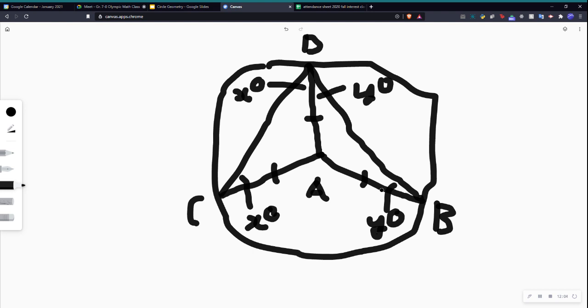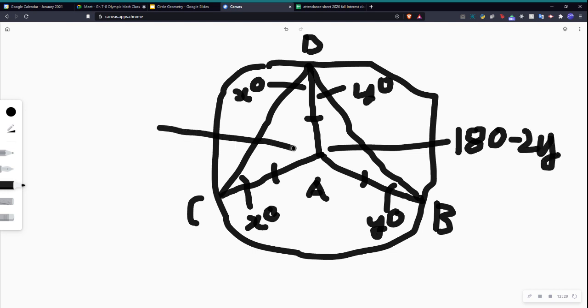So now we have some more intel on these angles. We can also calculate angle BAD and then angle CAD, so these two angles right here. Remember that angles in a triangle add up to 180. So this is just 180 subtract 2y, because we have two angle y's right here. Similar thing for this angle. So CAD, this is just 180 minus 2x.